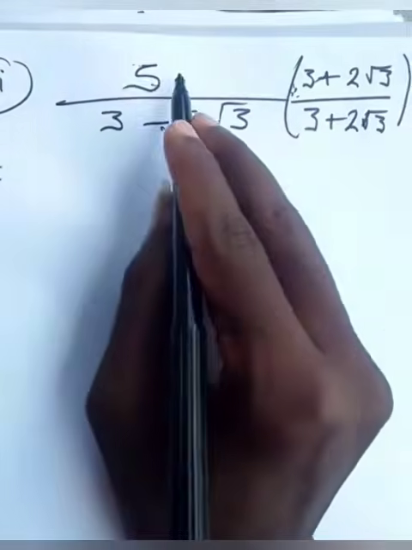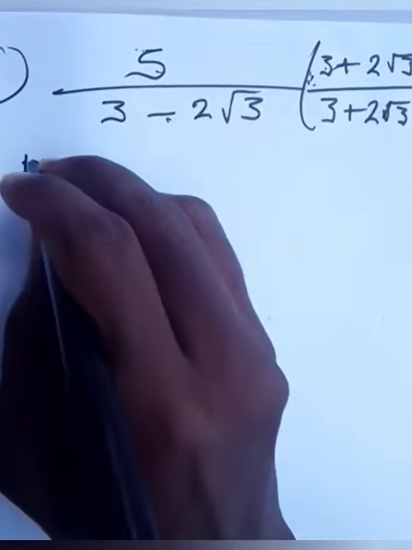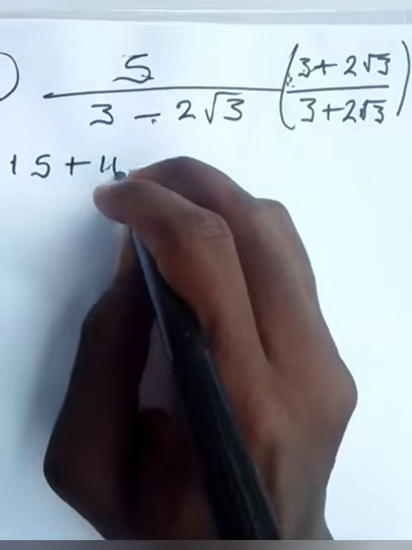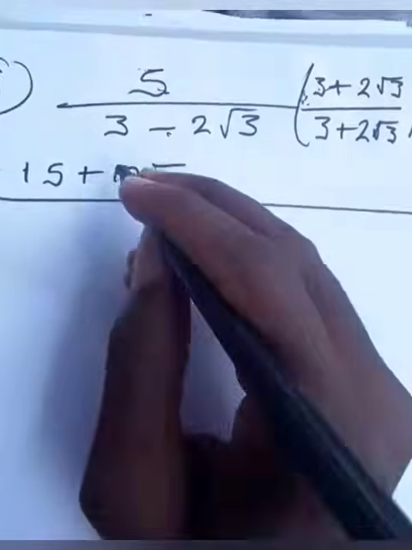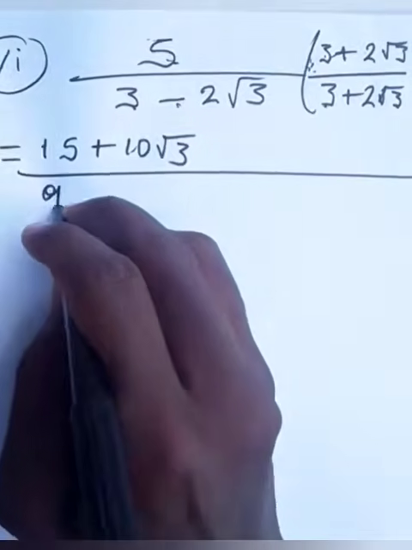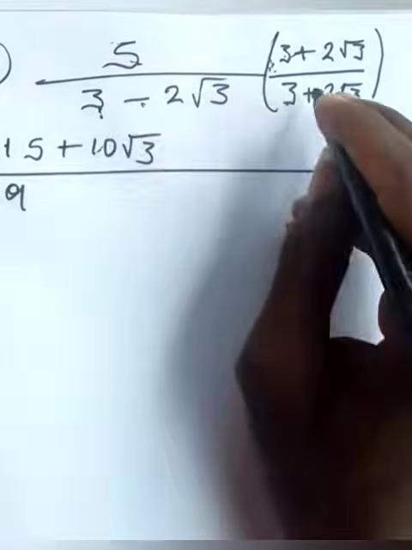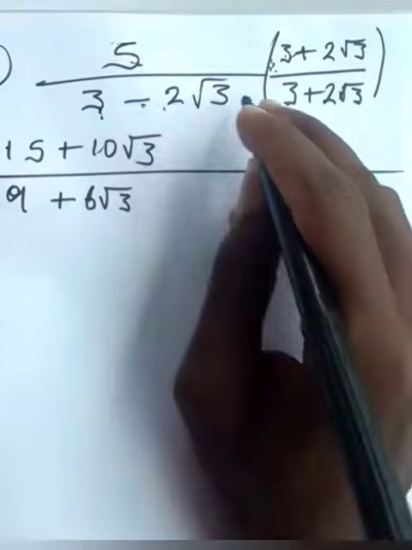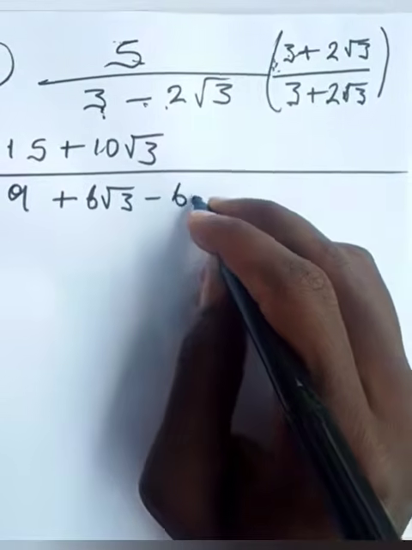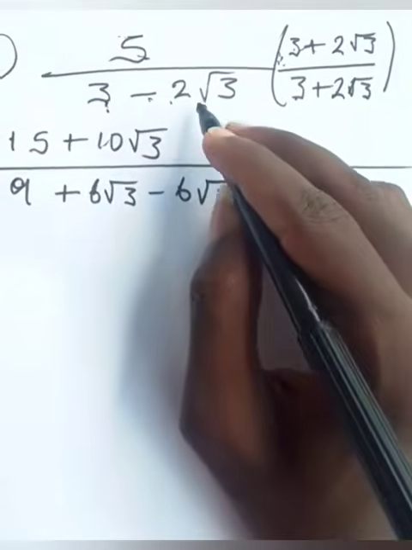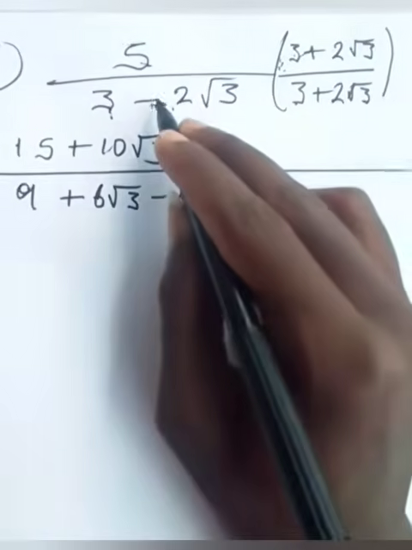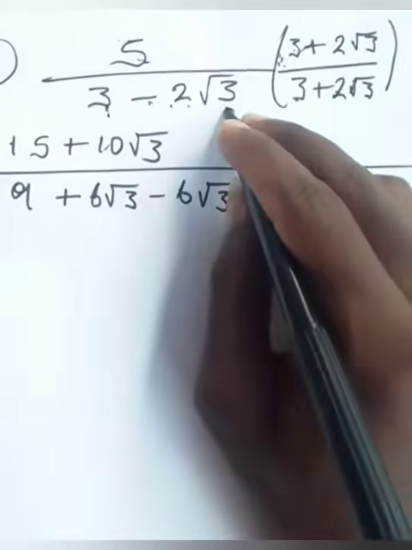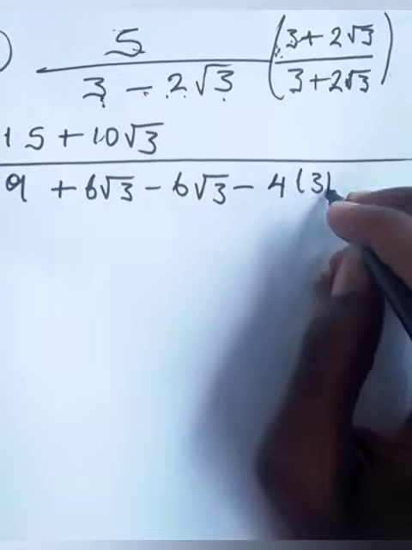Then you say 5 times this is going to be 15, right? 5 times that is going to be positive 10 square root of 3. And then 3 times 3 is going to be 9, right? And then 3 times that is going to be 6 square root of 3. And then this times this is going to be negative 6 square root of 3. And this times this, the sign is going to be negative because we have a positive there. And then 2 times 2 is 4. And then this times this gives us just 3, right?